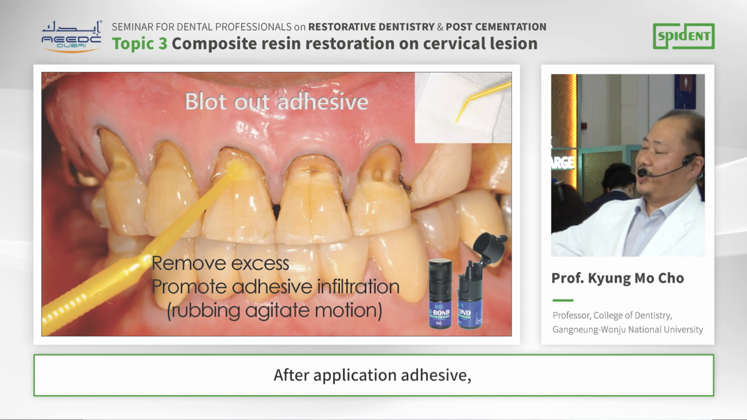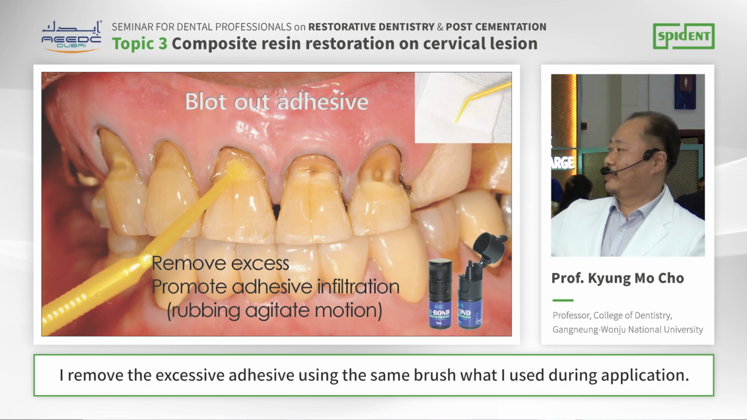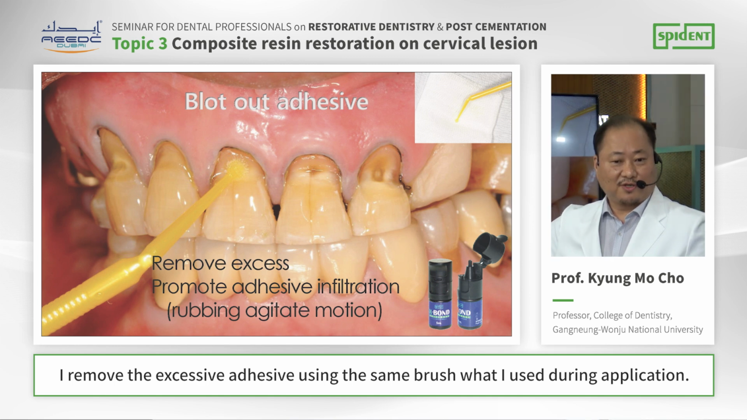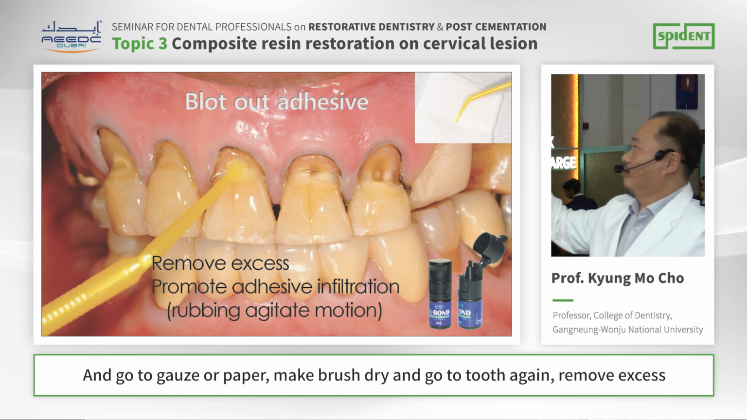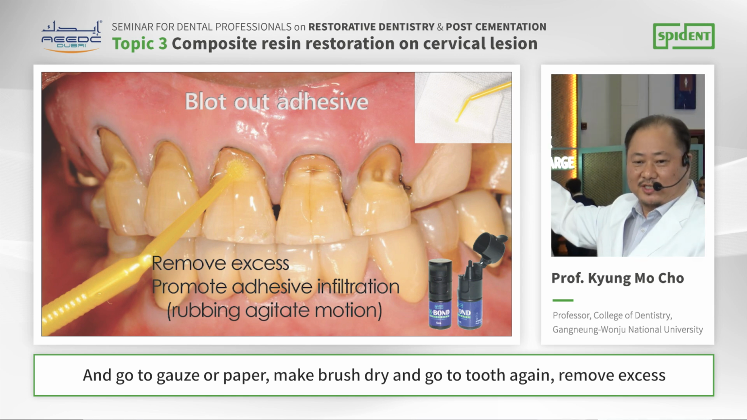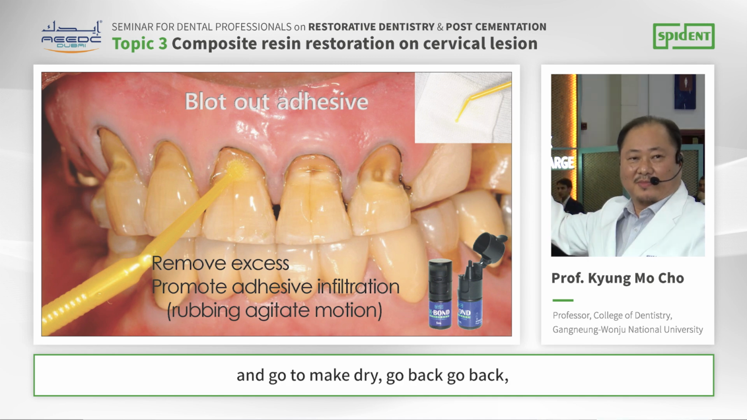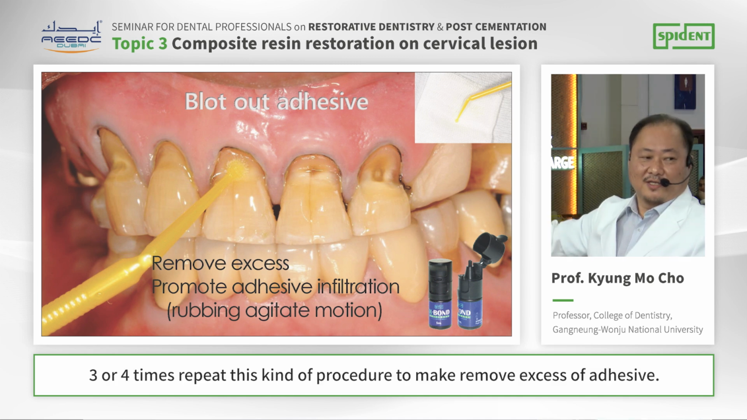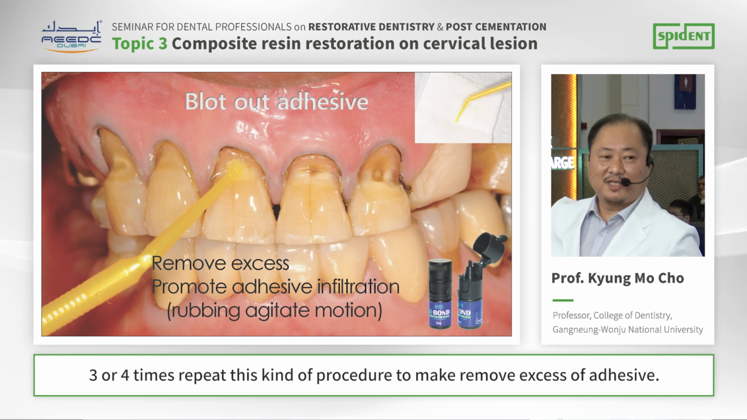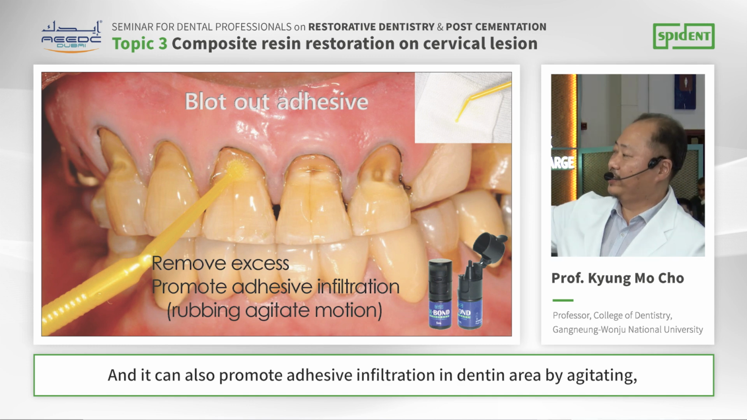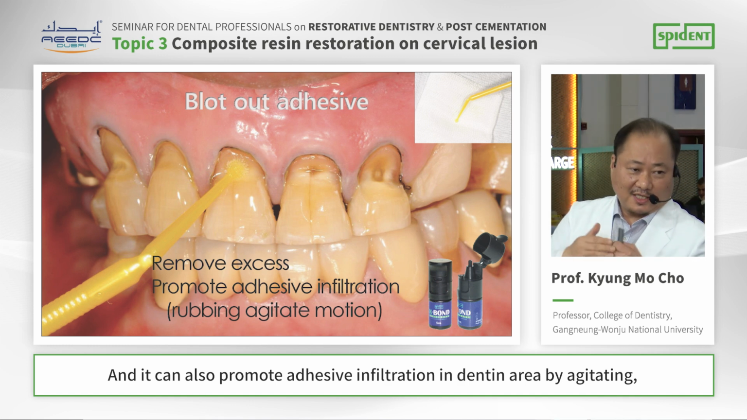After application of the adhesive, I remove excessive adhesive using the same brush I used during application, and go to gauze or white paper, make the brush dry, and go to the tooth again, remove excess, and make it dry. I go back 3 or 4 times, repeating this procedure to remove excess adhesive. And it can also promote adhesive infiltration in the dentin area by agitating.